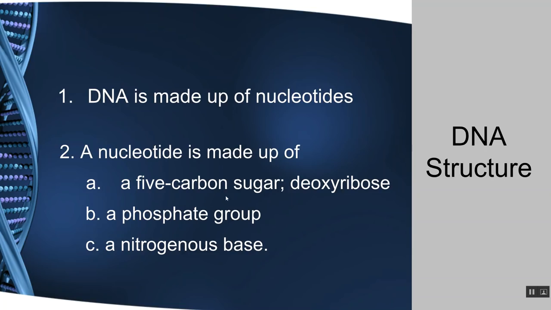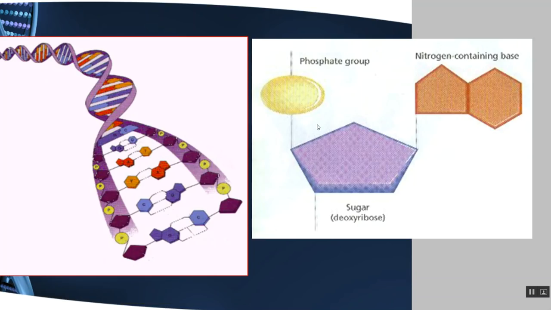It's made up of a 5-carbon sugar, deoxyribose, which is again where we get the name for DNA. It's made up of a phosphate group and a nitrogenous base. If you hear nitrogen base or nitrogenous base, same exact thing. So here's a picture of that. Let's look at this side first. So if we have one phosphate, one sugar, it's 5 carbons, so that's 1, 2, 3, 4, 5. You would find a carbon on each point, and one nitrogen base.